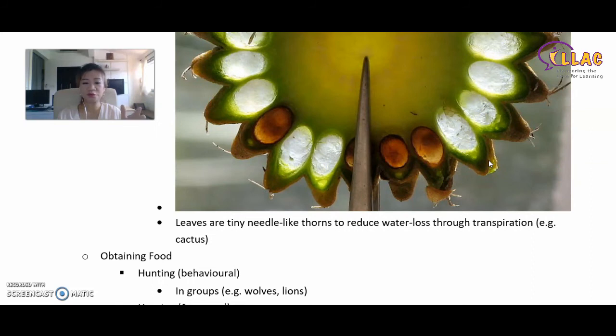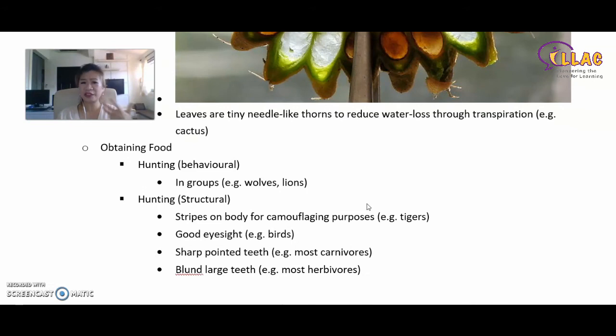Why is that so? To prevent water loss through transpiration, which is why you see those spiky things poking out. They are actually leaves of the cactus. So why are they so narrow? It is to prevent their water loss during hot days. They still need to respire, they still need to transpire, but they want to prevent the loss of too much water.